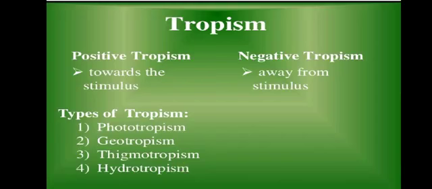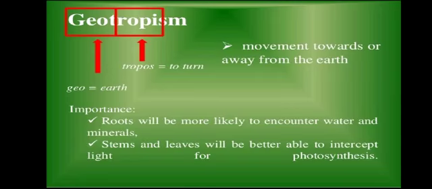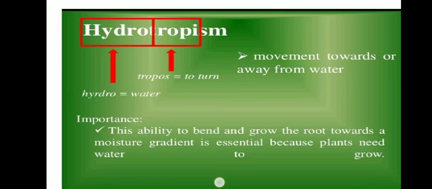So, in this lesson, you have learnt about the kinds of tropism: phototropism, geotropism, thigmotropism, hydrotropism, as well as chemotropism.